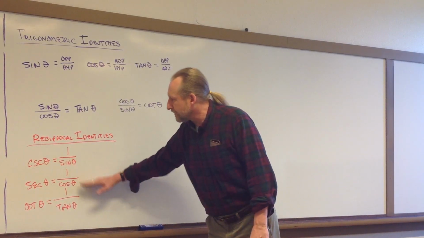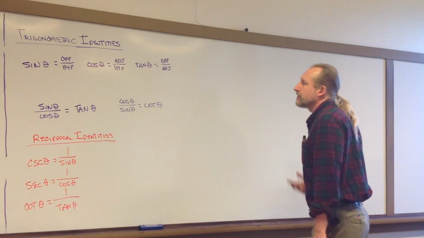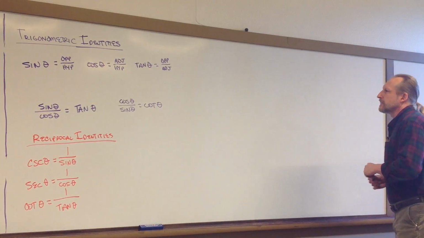So we've got these reciprocal identities. We've got these 2 identities for the tangent and cotangent. And then there's one last set of identities that I want to talk about.